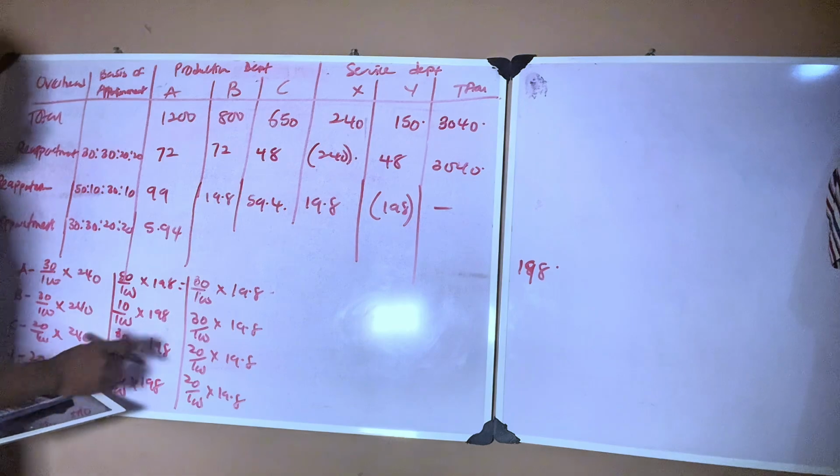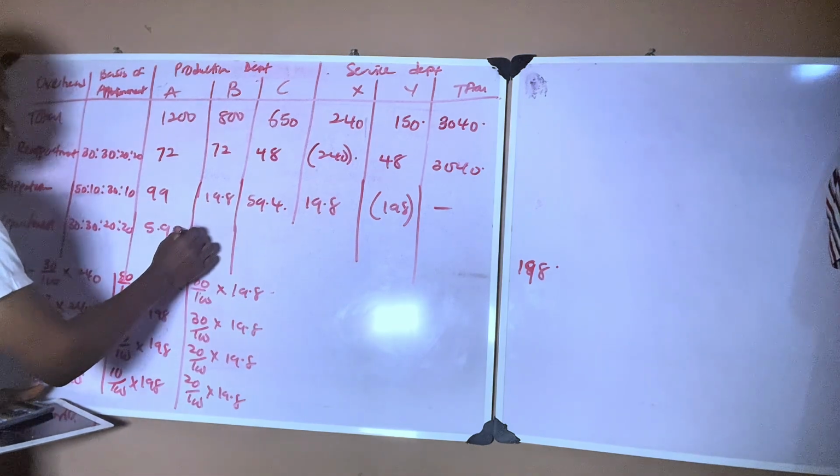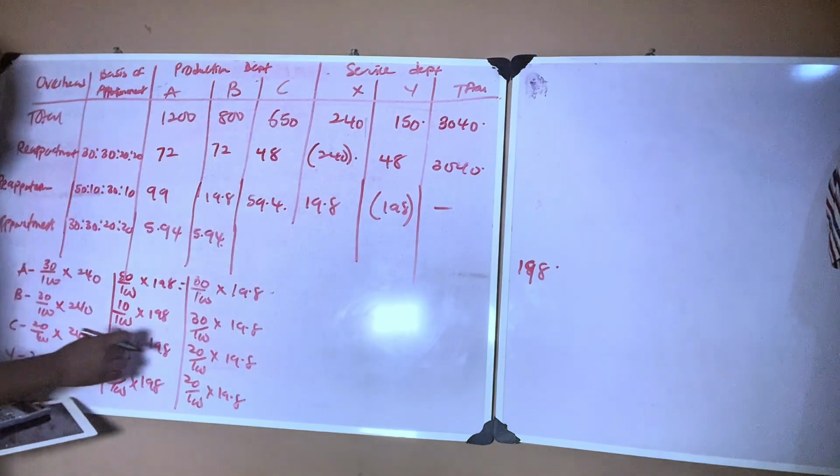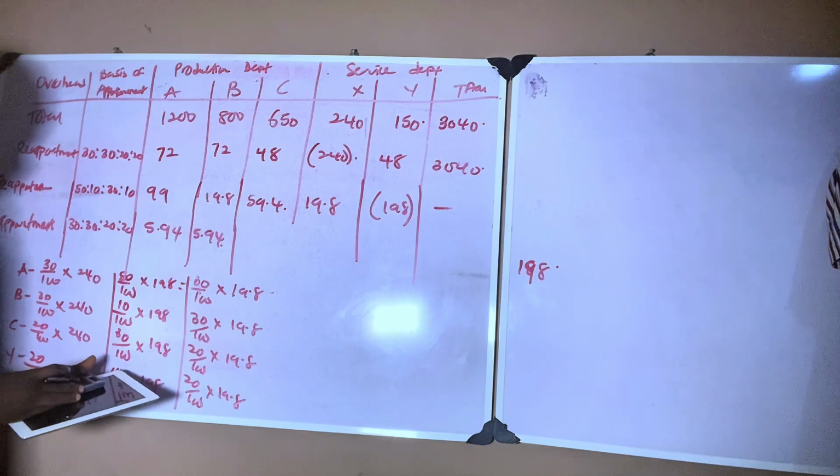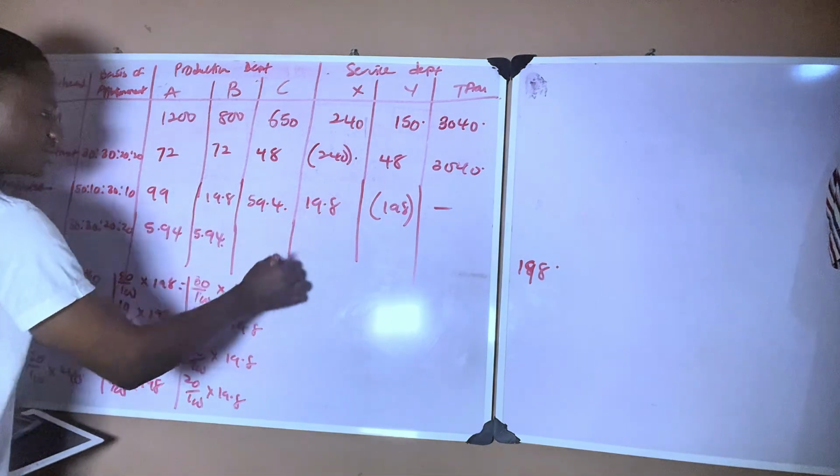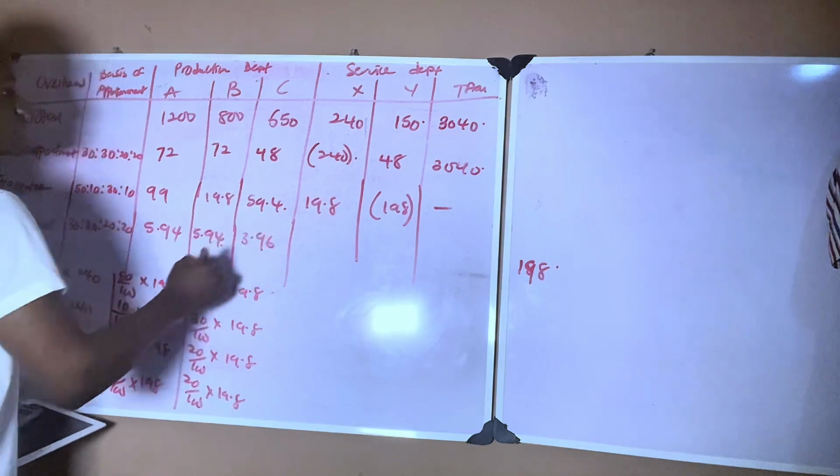This will also give us 5.94, and 20 divided by 100 times 19.8, 3.96. This gives us 3.96.